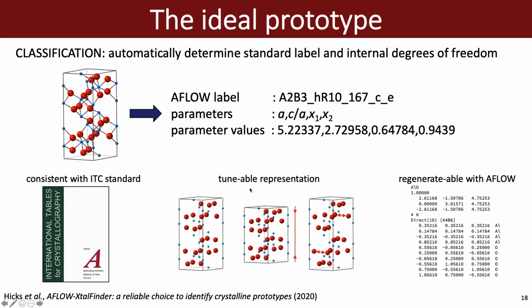This is also powerful because it's tunable. Again, as we saw in the previous part, we can change these degrees of freedom and modify the cell accordingly. We can either squish it by changing the C/A ratio, or maybe we can change the distances between these atoms. By casting into this representation, we're able to manipulate the structure in this way. And then of course, AFLOW understands this label and degrees of freedom, so you can easily regenerate this with AFLOW. This is what we call the ideal prototype, so what the prototype would be for this structure.